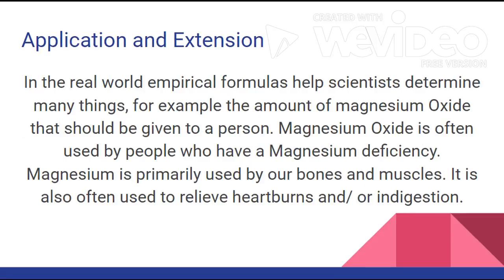Application and extension. In the real world, empirical formulas help scientists determine many things. For example, the amount of magnesium oxide that should be given to a person. Magnesium oxide is often used by people who have a magnesium deficiency. Magnesium is primarily used by our bones and muscles. It is also often used to relieve heartburn and/or indigestion.